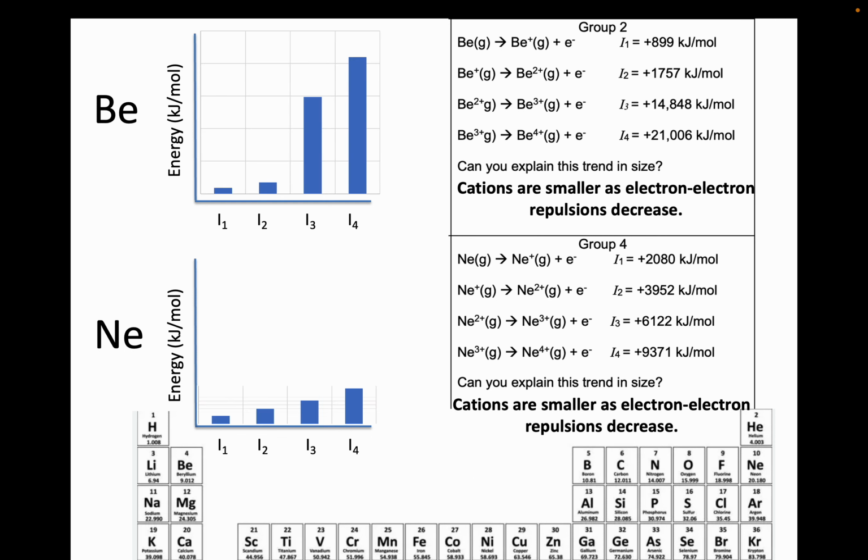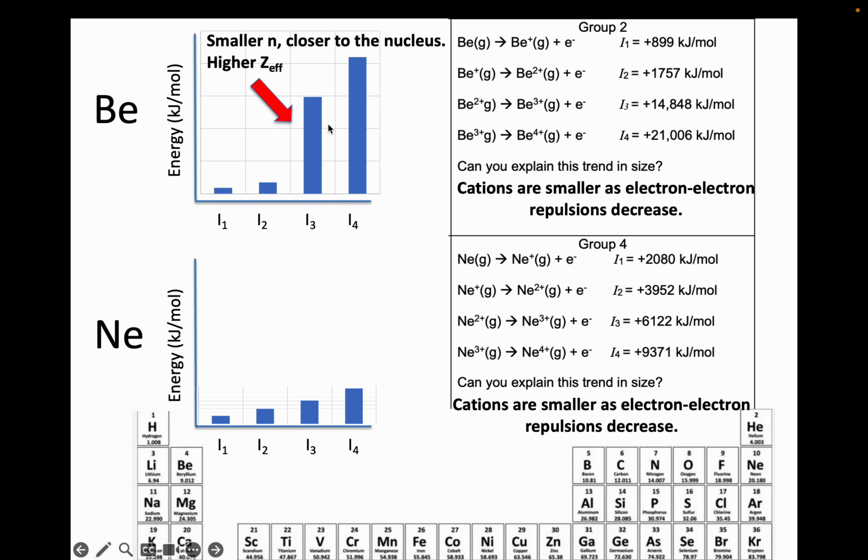Here's my work showing them on the same scale. Within neon, we see a steady increase in the ionization energy as the cations are becoming smaller and smaller. Over here in beryllium, we see an increase and then we see a huge increase.